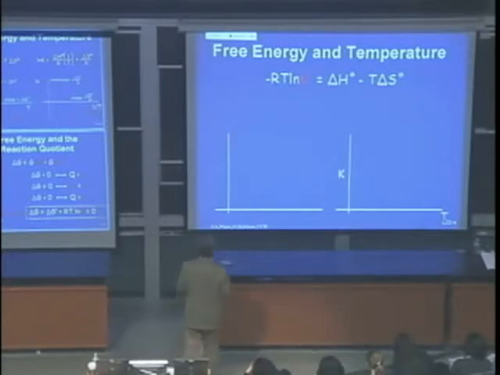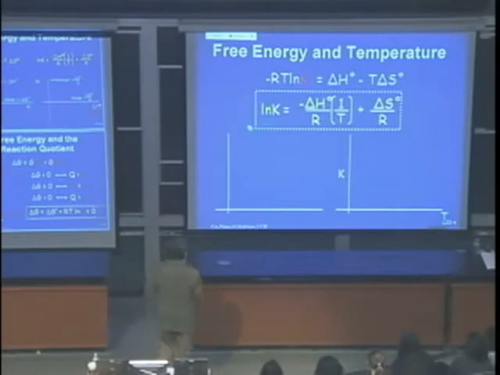So why don't we divide this by minus RT? So we get ln K equals minus delta H divided by R divided by T, plus delta S divided by R, okay? And I wrote it this way because we want to plot ln K over 1 over T.